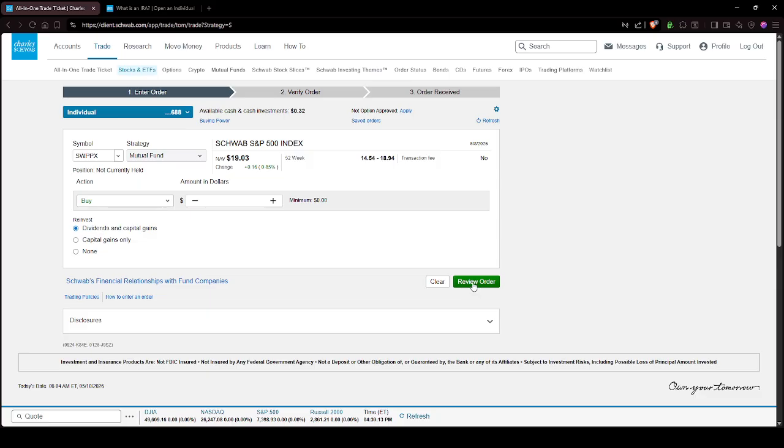Consider setting a schedule to check your portfolio, but remember that investing in index funds is typically a long-term strategy. Avoid the temptation to react to short-term market fluctuations. By staying informed and focused on your long-term goals, you will be well-positioned to make the most of your investment in the Schwab S&P 500.